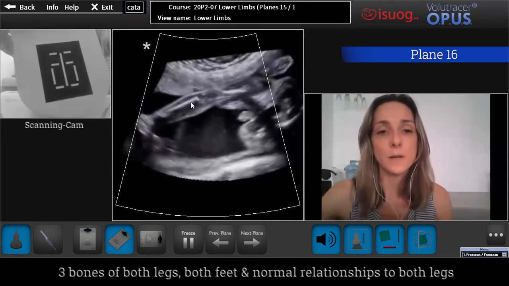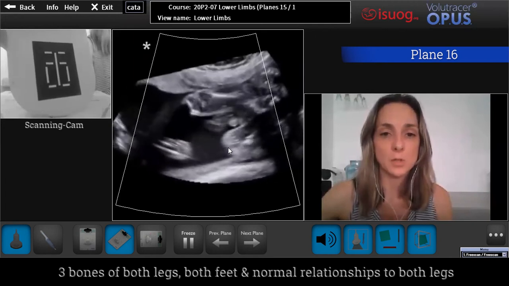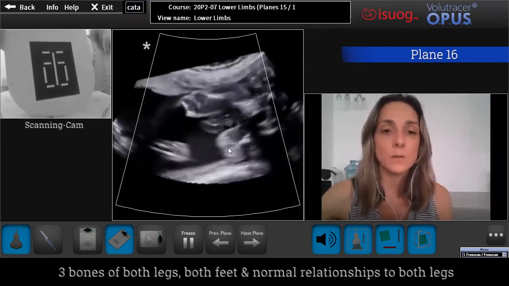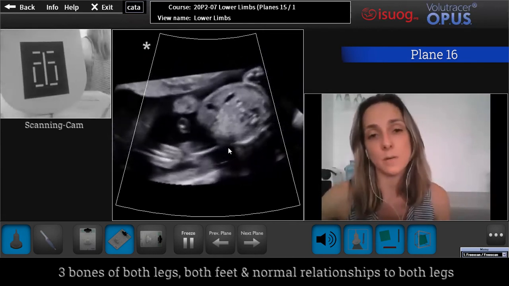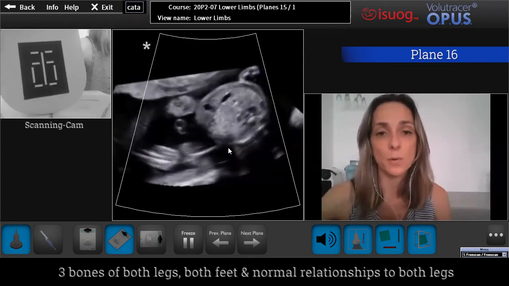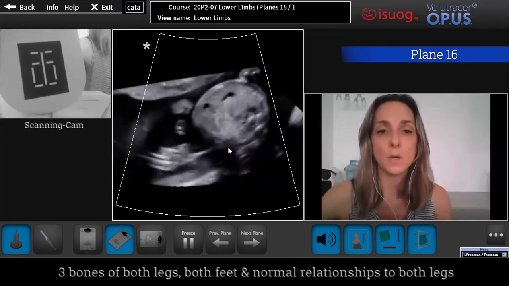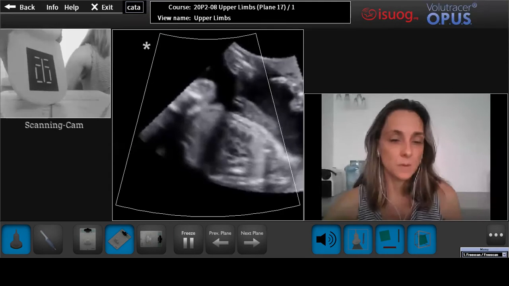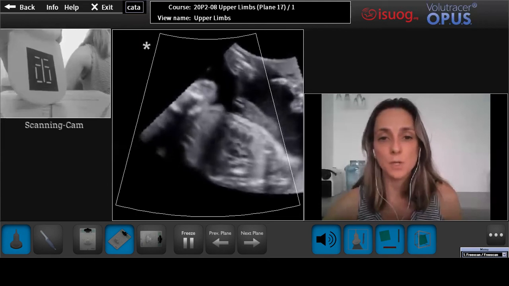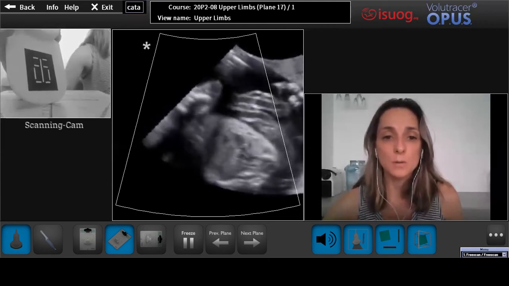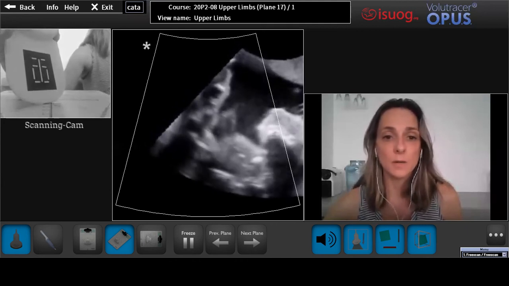Obviously, once you've finalized one of the legs, you need to move to the second leg and do exactly the same procedure. Then we need to move to plane number 17, which are the fetal bones of both arms. And to do so, we need to move back to the fetal thorax. So we come from the legs, we move our probe back to the 4-chamber view of the heart in order to find the humerus, which would be near to the thorax.